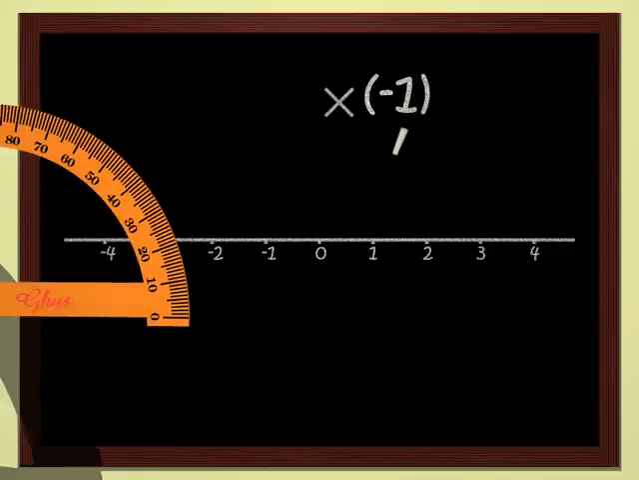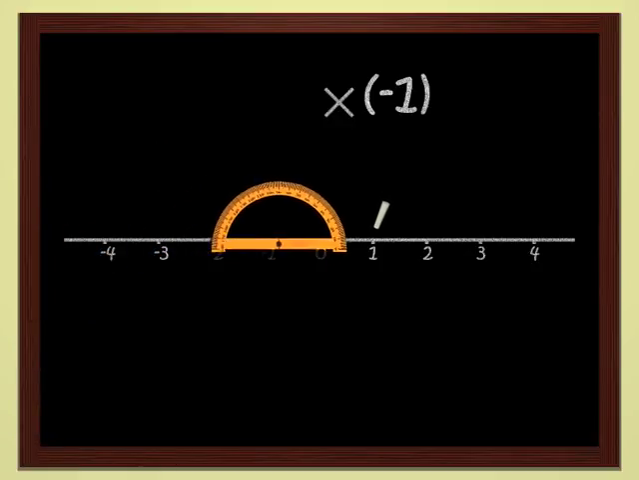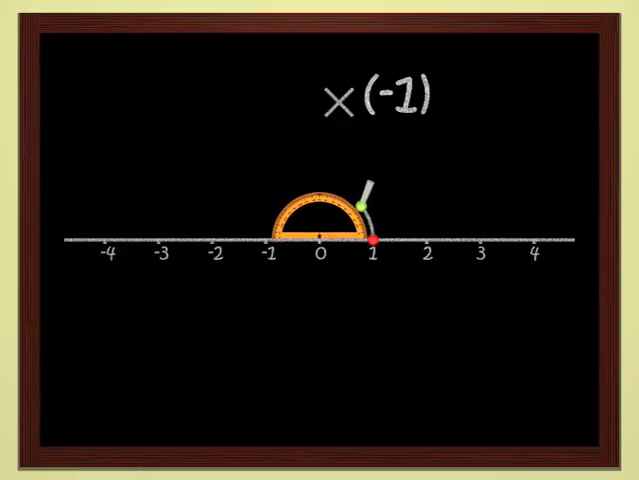Multiplying by -1 is very easy. Each point is sent to the symmetrical point with respect to the origin. In other words, we do a half turn. A rotation by 180 degrees, if you like.